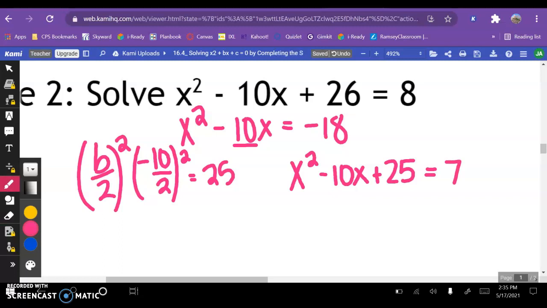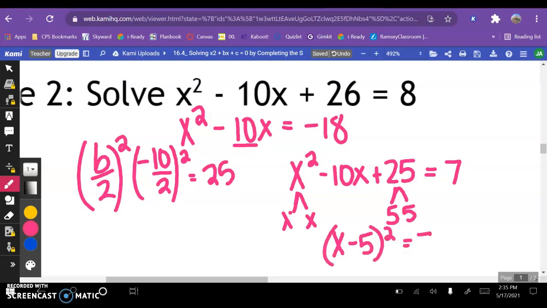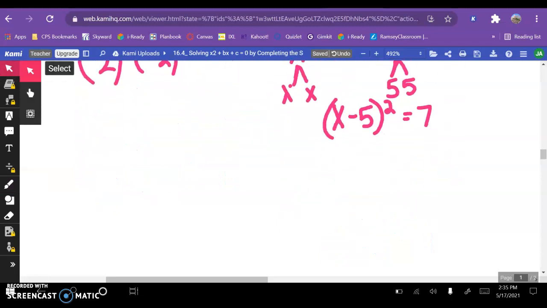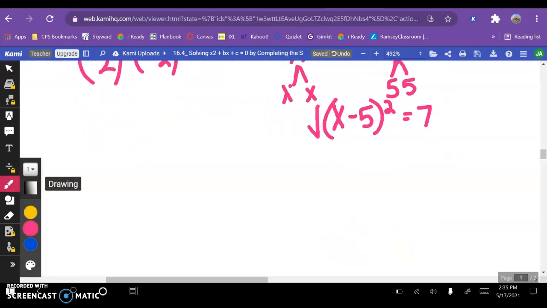So now I have to factor this. It's a perfect square trinomial. So x and 5 and 5. This one's a subtraction one, so it's going to be x minus 5 squared equals 7. So now, to solve this, because it's equal to 7, we have to take the square root of both sides to cancel out that squared.